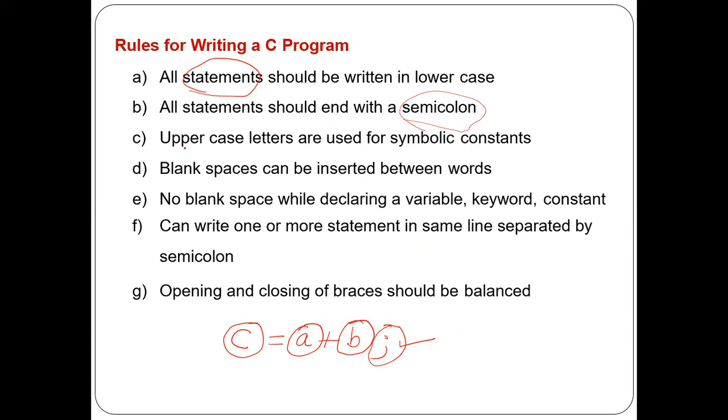Uppercase letters can also be used. Uppercase letters are used for symbolic constants. So what is a symbolic constant? Let us assume that you know the value of pi. Pi equal to 3.14. This is called a symbolic constant. The value will not change because this is a constant value, so why would it change? It won't change. 3.14, 3.1457, it will keep on going like this, but this is called a symbolic constant.